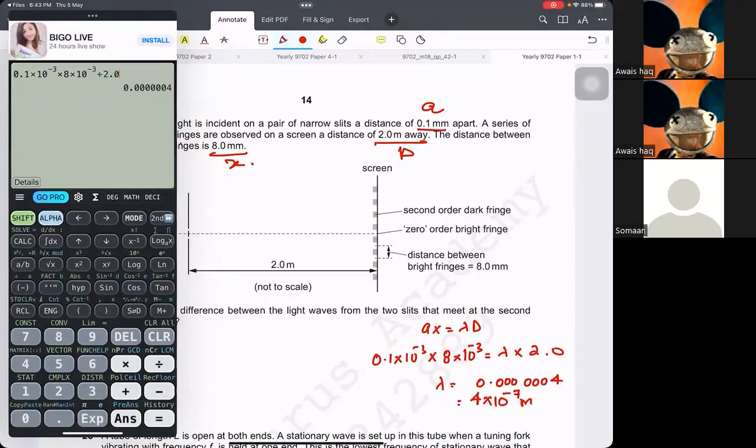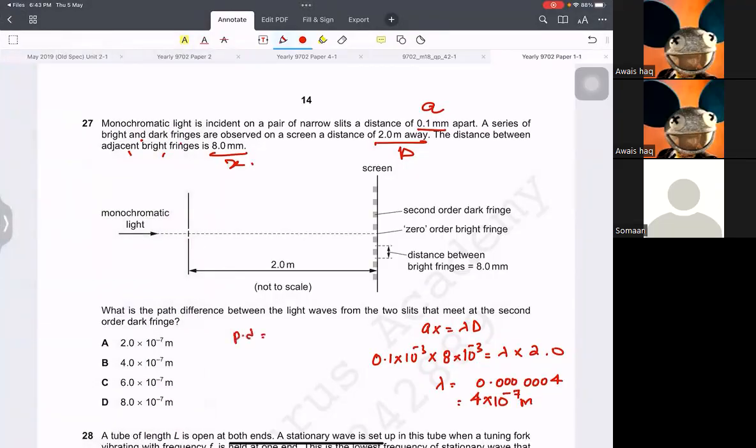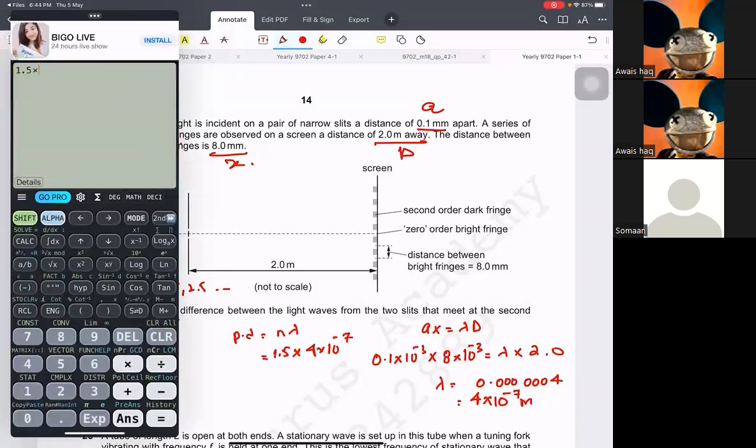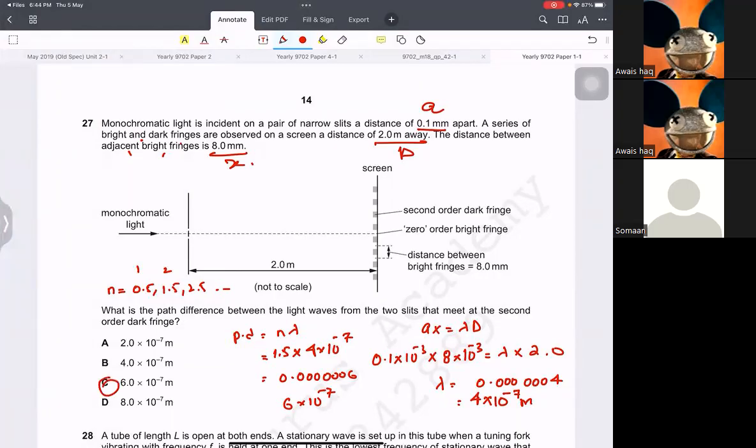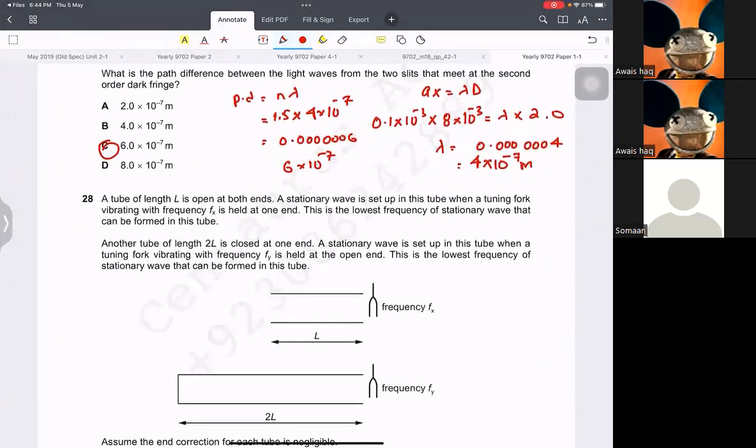Okay. Now, path difference is basically equal to n lambda. In dark, when there is destructive interference, n has to be 0.5, 1.5, 2.5, and so on. What is the path difference between light waves of two slits at second order? So this is the first order, second 1.5. So we will write 1.5 times 4 into 10 raised to minus 7. So this is 0.0000006, so 6 into 10 raised to minus 7. Is there an answer? Yes, there is. It's not very hard if you know what path difference is, really.